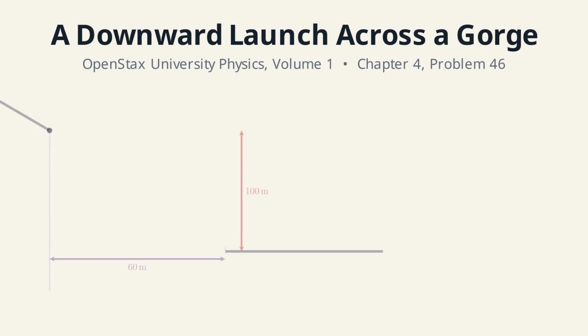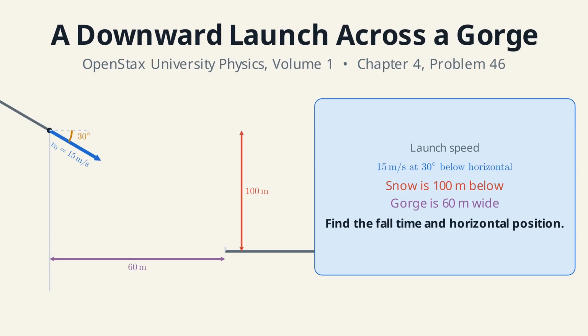Let us solve OpenStax University Physics, Volume 1, Chapter 4, Problem 46. A secret agent leaves a slope at 15 meters per second, directed 30 degrees below horizontal. The snow is 100 meters below the launch point, and the gorge is 60 meters wide. We will find the fall time and the horizontal position, then decide whether the far edge is cleared.